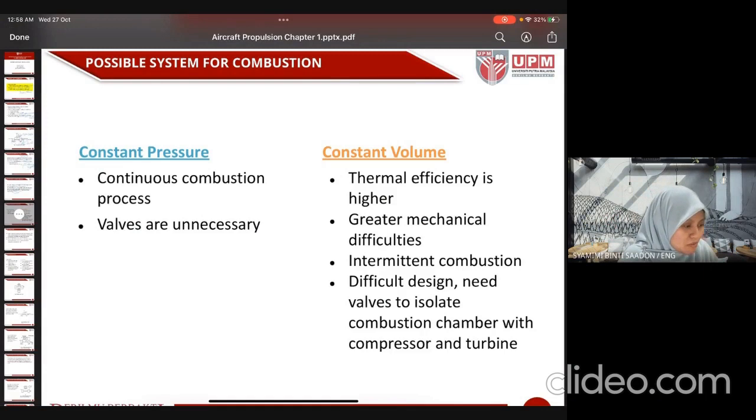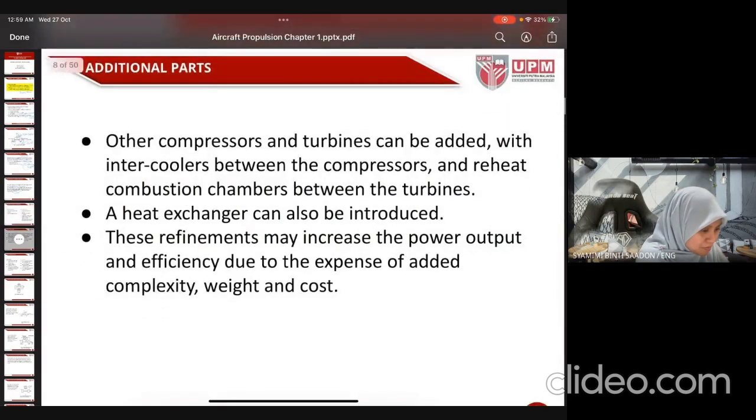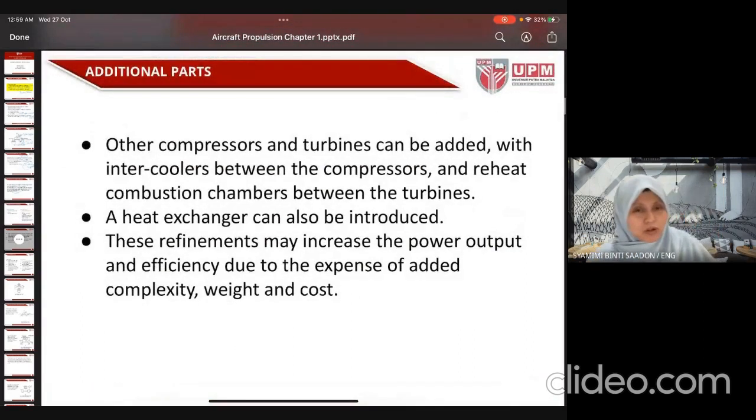Okay, possible system for combustion. These are the factors that we have to take into consideration as well. Constant pressure: continuous combustion process, valves are unnecessary. Constant volume: thermal efficiency is higher, greater mechanical difficulties. Okay, I think I'll pass this one first. Okay, this is more important.